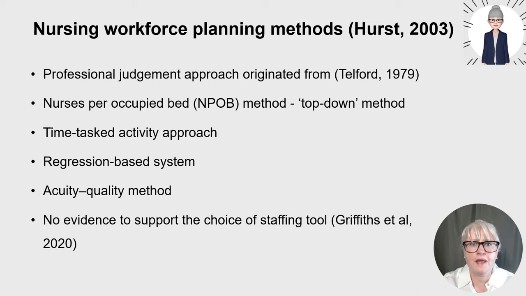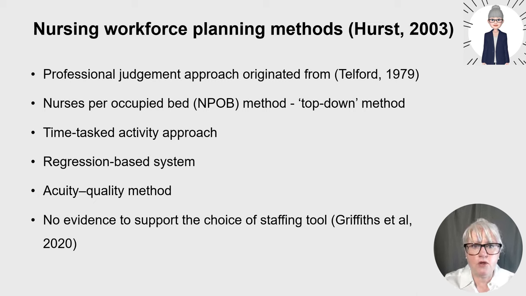When we look at nursing workforce planning methods and approaches, there's a number of different tools and approaches that can be used. And a good paper to look at, looking historically, is Hurst 2003. His classification of approaches is widely used as a reference point throughout the UK. So we've got the professional judgment approach that originated from Telford that uses an expert group, say for example clinical, workforce or finance, to estimate the size and the skill mix of each ward team. There's the nurses per occupied bed method, also known as the top-down method, which uses average numbers and ratios of nurses per occupied beds to determine staffing establishments.